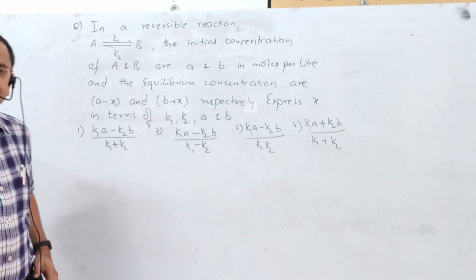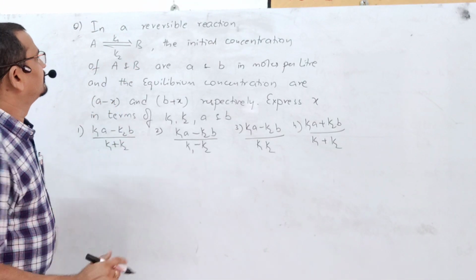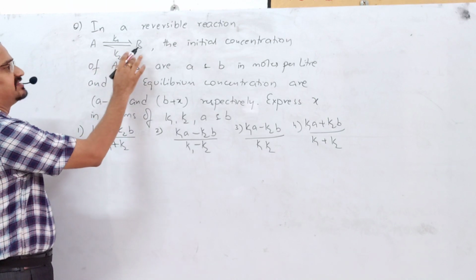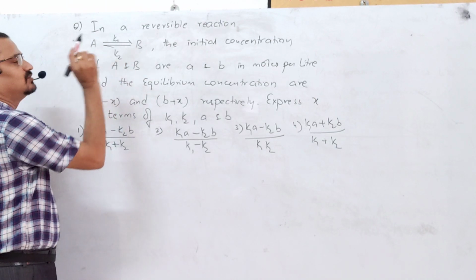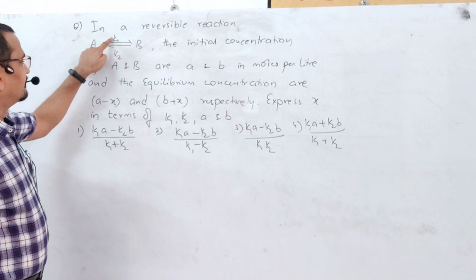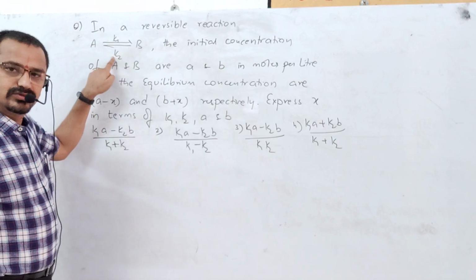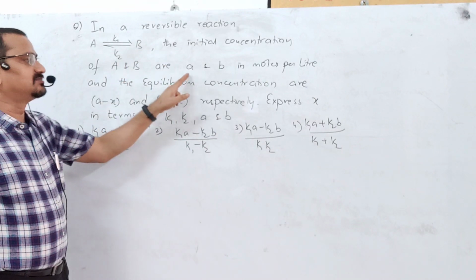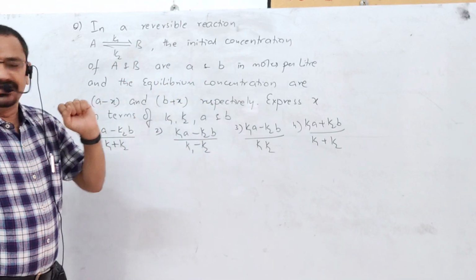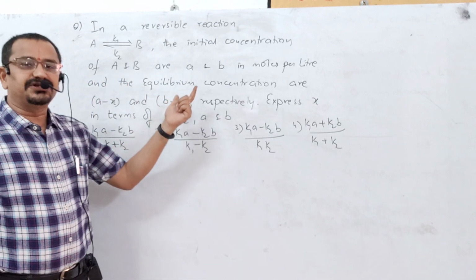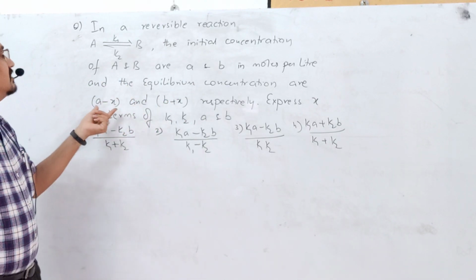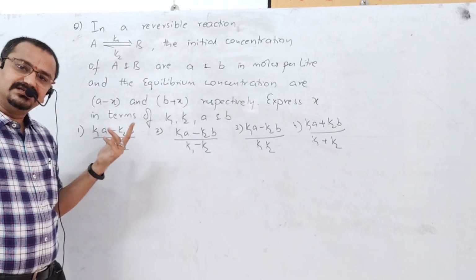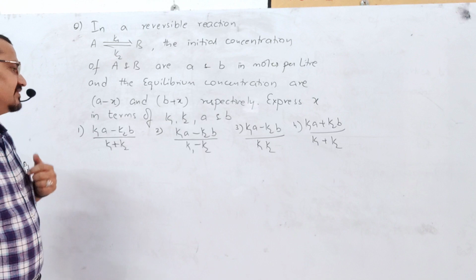Now let us discuss one more numerical from equilibrium. In a reversible reaction, A giving rise to B, A at equilibrium with B, this is the forward reaction whose rate constant is K1. This is the backward reaction whose rate constant is K2. The initial concentrations of A and B are small a and small b in moles per liter, and the equilibrium concentrations of capital A and capital B are a minus x and b plus x respectively. Initial values are given, and at equilibrium also given.